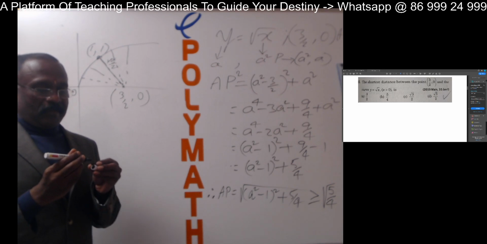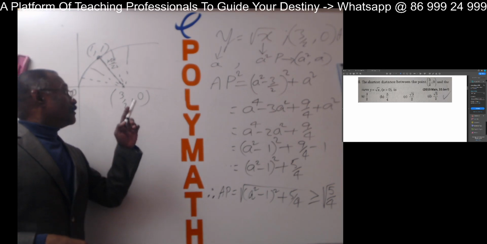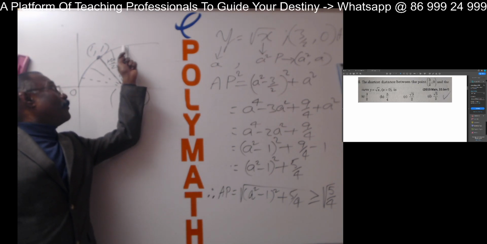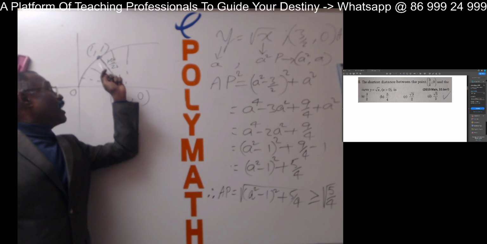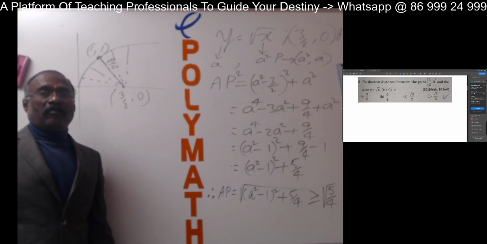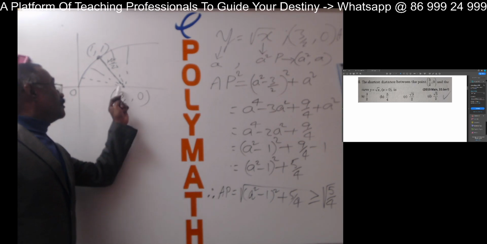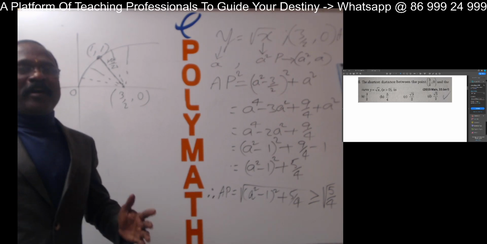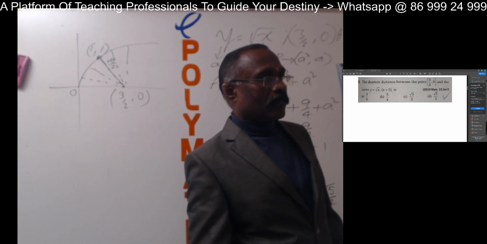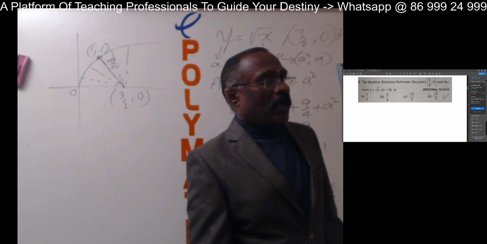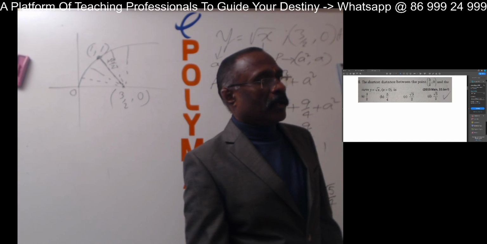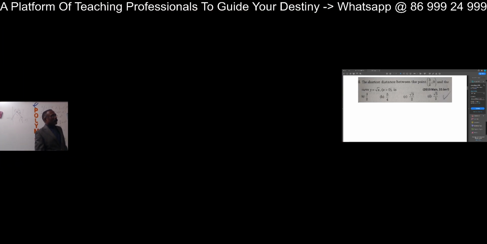So 1, 1 is the point on the curve which is at the least distance from 3 by 2 comma 0. That means the rest of the points are greater than this distance only. Rest all the points on the curve will be at a greater distance than this point. The shortest distance point is 1, 1 and the shortest distance is root 5 by 2. Similarly, you have some more simple questions. Let me show you that.